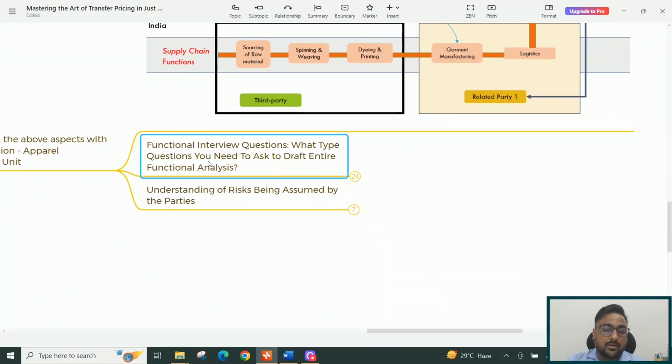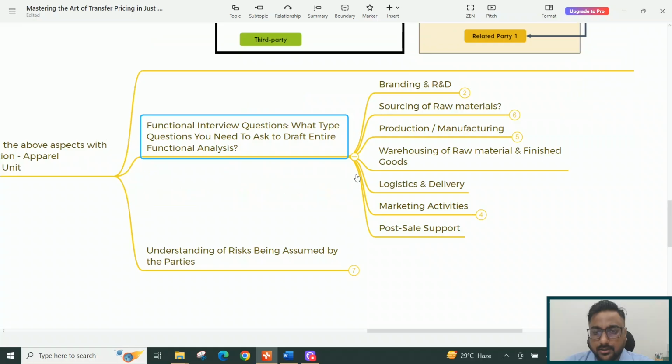Now, when you're preparing for these functional interview questions, what type of questions you need to ask to draft the entire functional analysis, right? So, I have just written here some draft of the questions, some of the questions pertaining to certain concepts. It could be more also in your case. It depends on a case to case basis what type of questions you need to ask to the client.